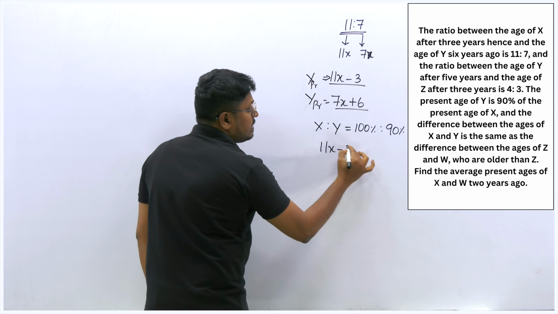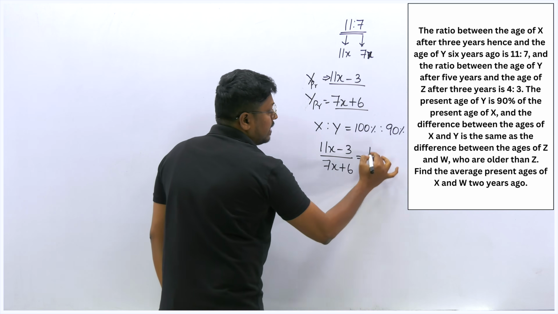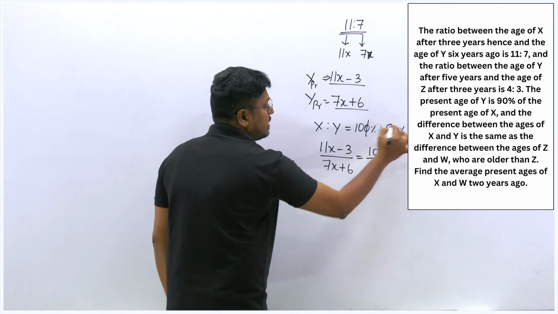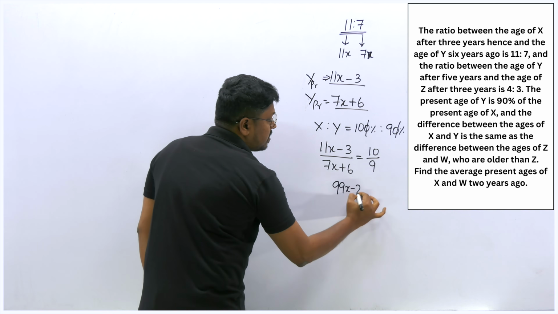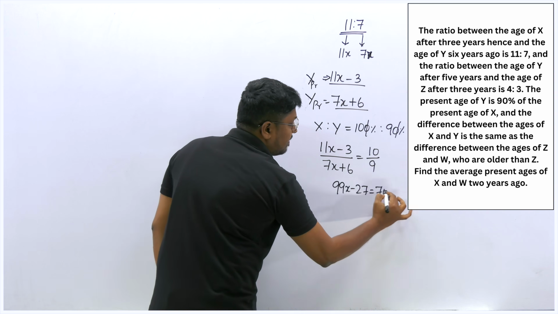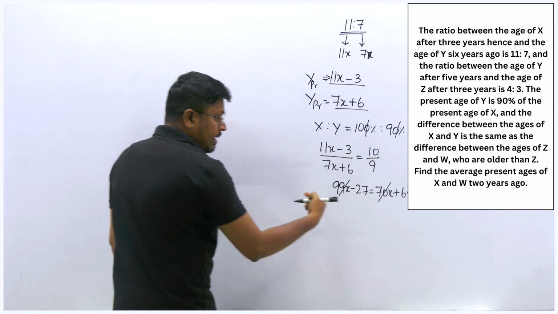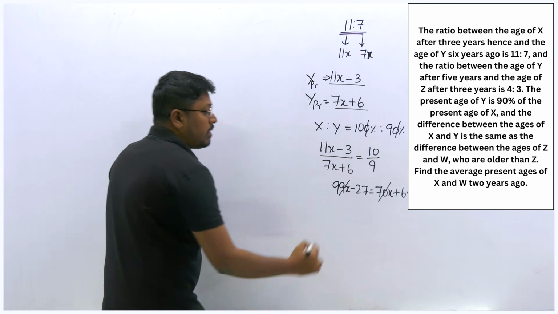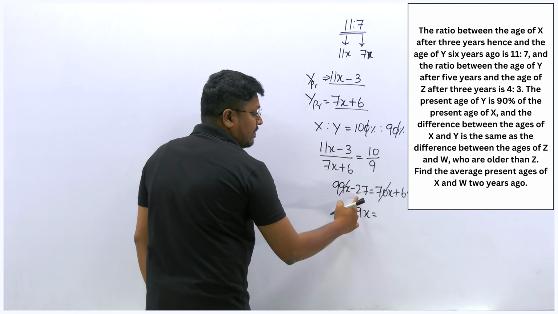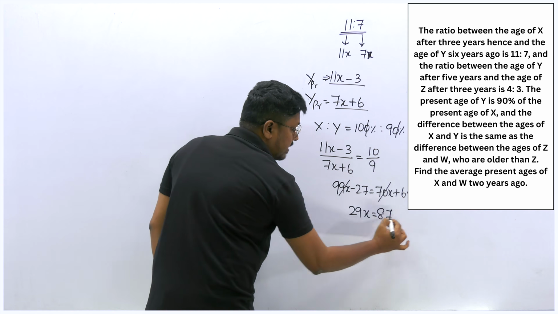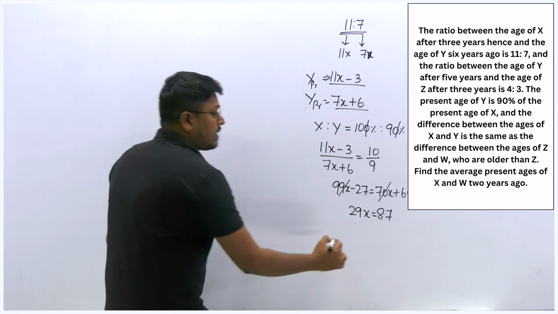So 11x minus 3 is x, y will be 7x plus 6 is y, is equal to 10 divided by 9. We can cancel the 0s. So 10 by 9. So this will be 99x minus 27 is equal to 70x plus 60. When you bring 70 towards the left hand side, this will be 29x is equal to 87. So this will be 3 times 29. So x is equal to 3.